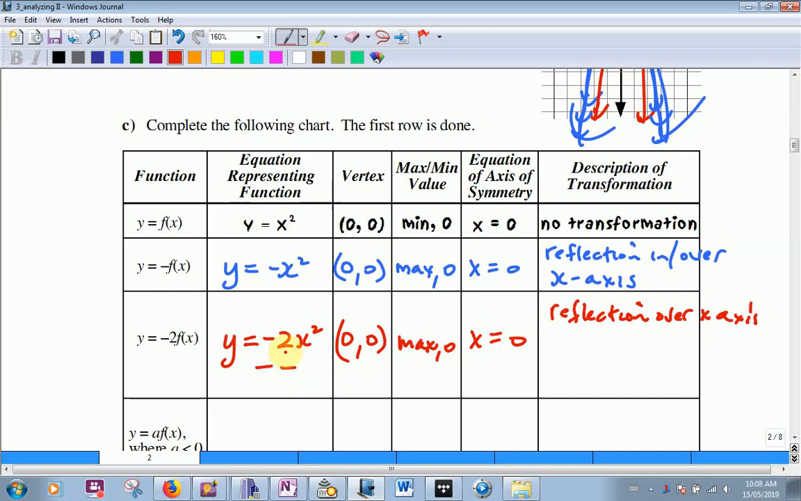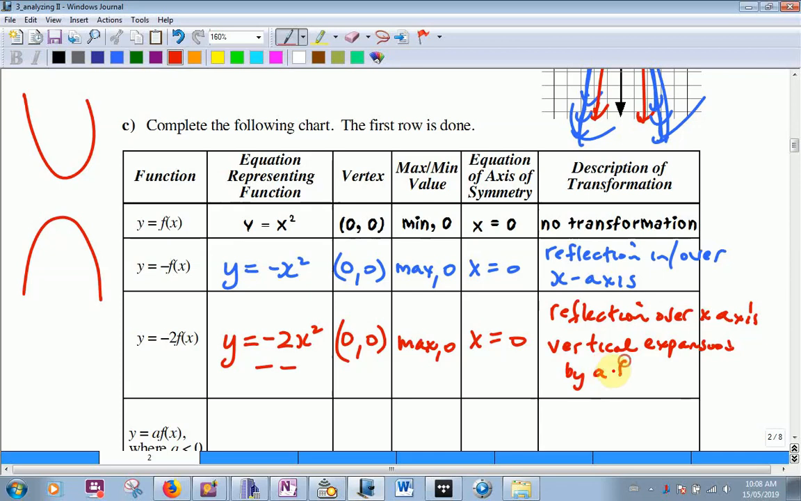And what does the 2 do? Which way? And then, like I said, all our parabolas are going to be opening up or opening down. So yes, it's always going to be vertical, but let's put the word anyway. Okay? So that's a vertical expansion because this 2 is greater than 1. And then we want to write how much? By a factor of 2. Okay? It doesn't matter what order you put those in.